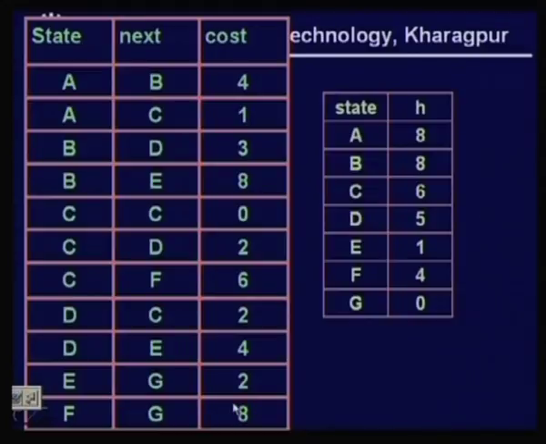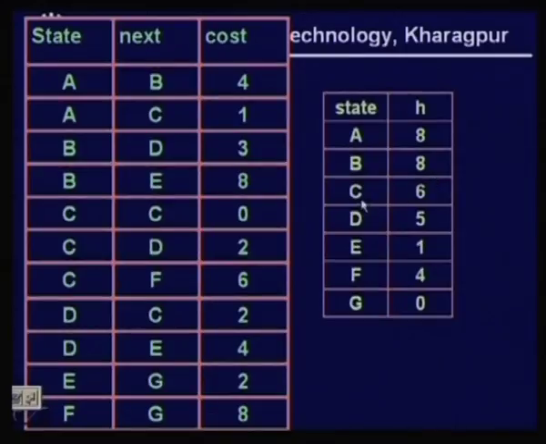In addition, for heuristic search, we will need to have an estimate of the cost at a particular state. So, the estimate at A is 8, at B is 8, at C is 6, at D is 5, at E is 1, at F is 4, and at G, which is a goal state, the estimate is 0.